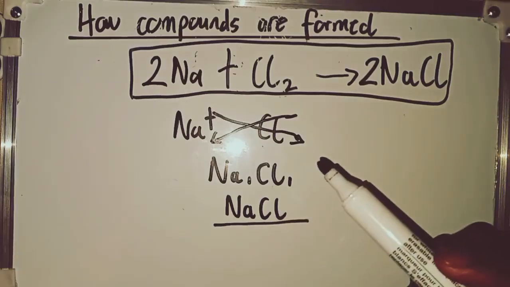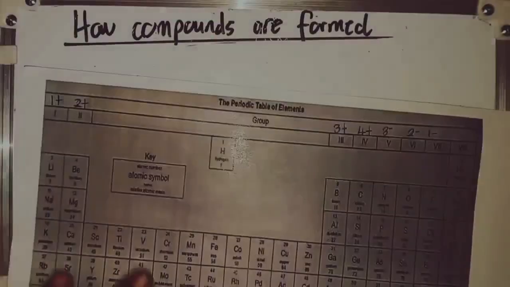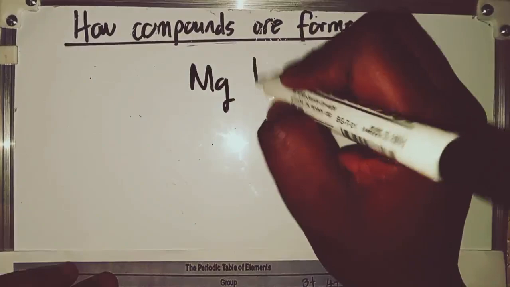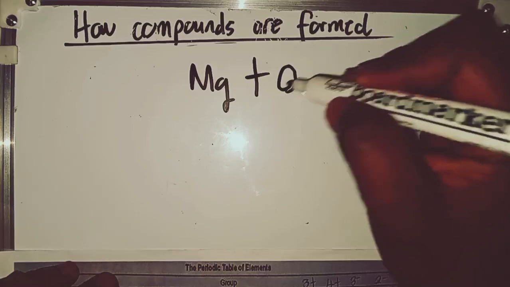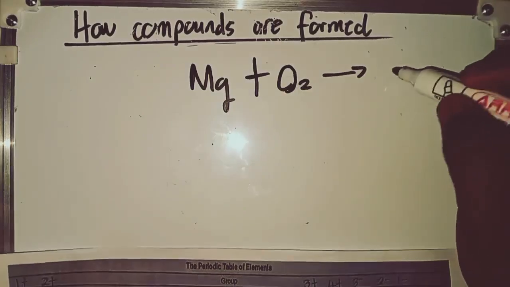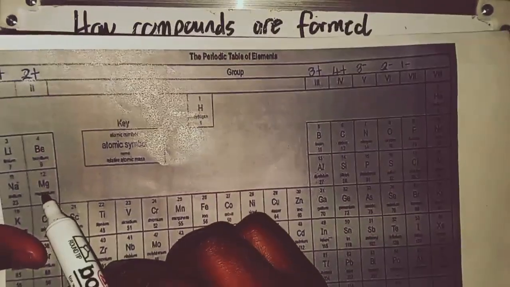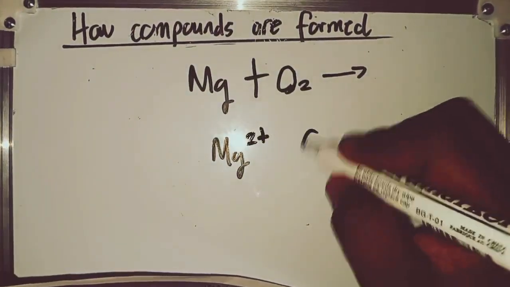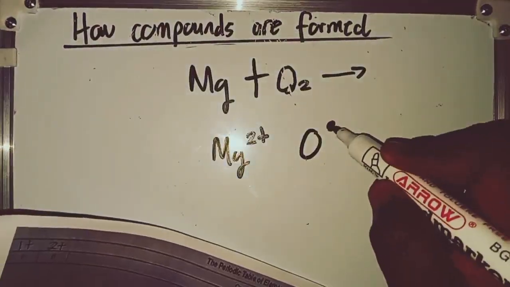Okay. So let's do another example. Right now, if you are to react magnesium and oxygen, what do we get? How do we get the formula for the compound? Magnesium, we check the ions. Magnesium is in group 2, so it has a charge of 2 plus. And oxygen is in group 6, so it forms a charge of 2 minus.